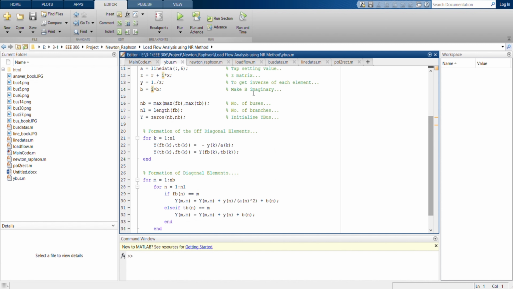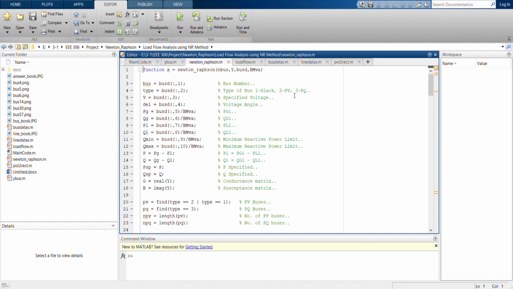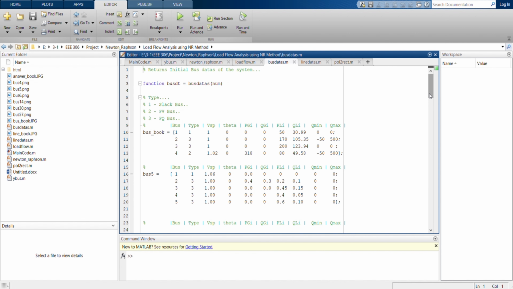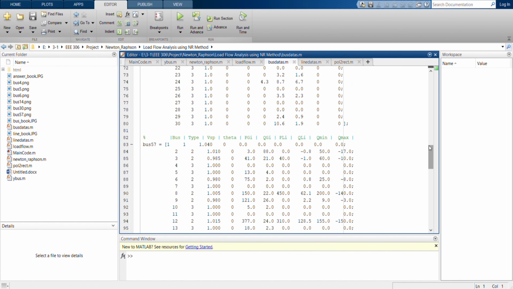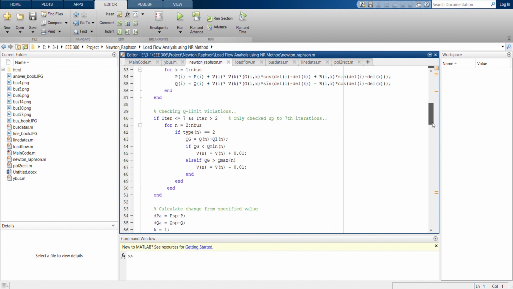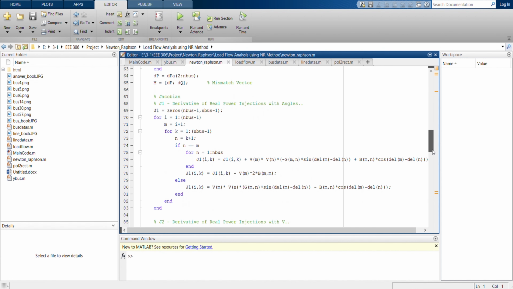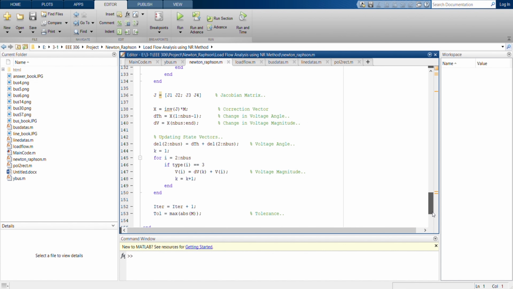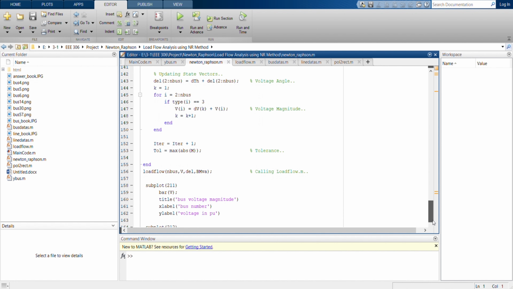Another function we have created is Newton-Raphson, which takes number of buses, admittance of the system, bus data, and bus MVA as input to initiate the calculations. This function then calls another function named bus data, which takes bus information for the selected bus number system. Then the real and reactive power is calculated using mathematical formula. We have written code to determine the Jacobian matrix also. At last, the state vectors are updated for a number of iterations.